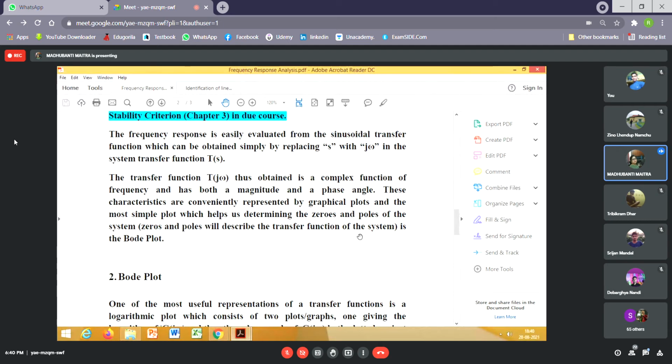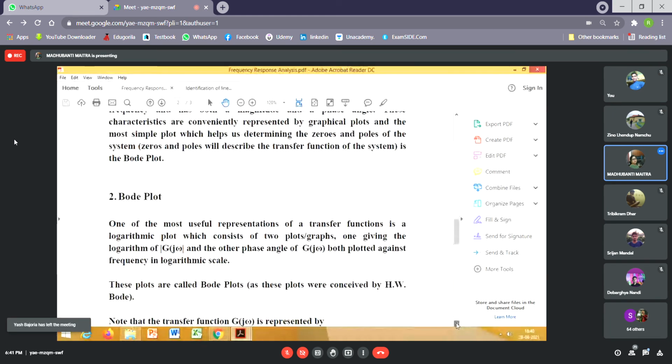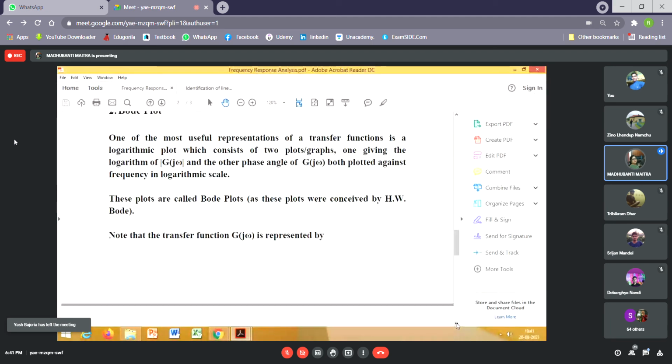Clear? Please note that with the help of this tool, in this method, we obtain the open loop transfer function of the system. And once the open loop transfer function is obtained, we can obtain the closed loop transfer function as well. So Bode plot, I'm not discussing it because you're supposed to know this.